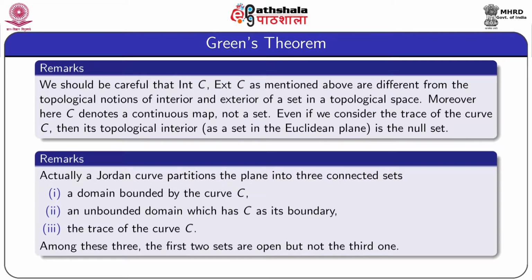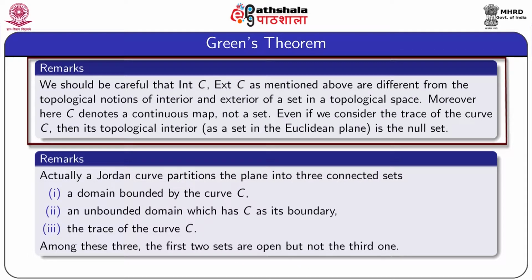We should be careful that interior C, exterior C, as mentioned above, are different from the topological notions of interior and exterior of a set in a topological space. Moreover, here C denotes a continuous map, not a set. If we consider the trace of the curve C, then its topological interior is the null set, because here we are considering the Euclidean topology over R2.